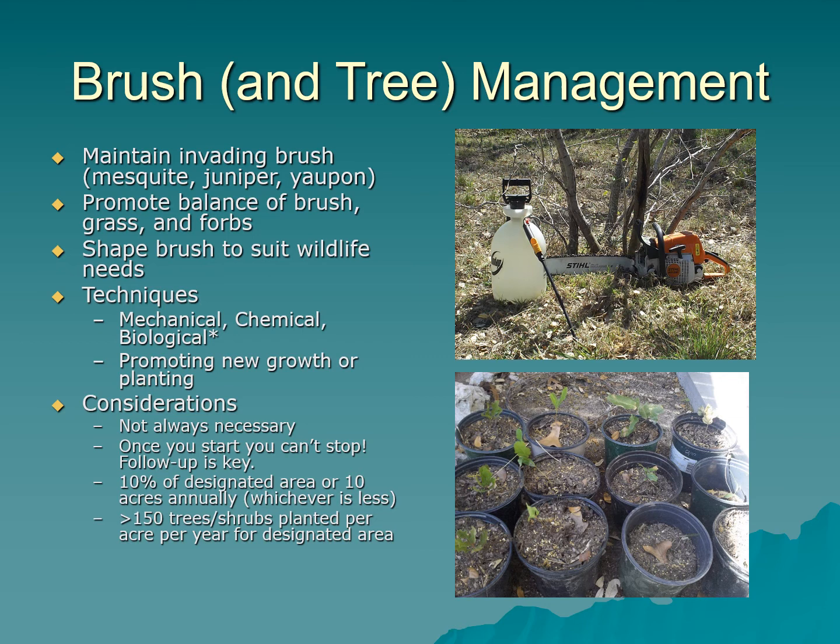Some considerations are, this isn't just a one-time fix. Once you start, you can't stop. You always need to do some type of brush management. Over time, that amount of effort will become less, but it is a continual process. To qualify for this, you need to do 10% of your designated area, or 10 acres, whichever is less. And if you're going to do the tree planting, you're going to have to do 150 trees or shrubs planted per acre. That's a very high rate, so a lot of people probably aren't wanting to plant at that high of a rate, but that is the requirement.